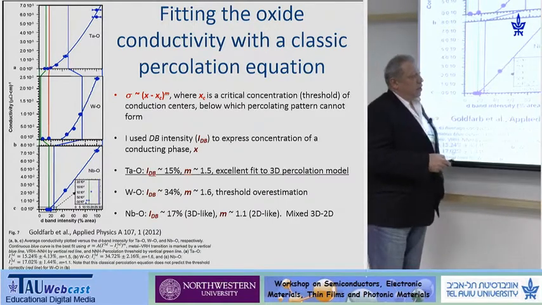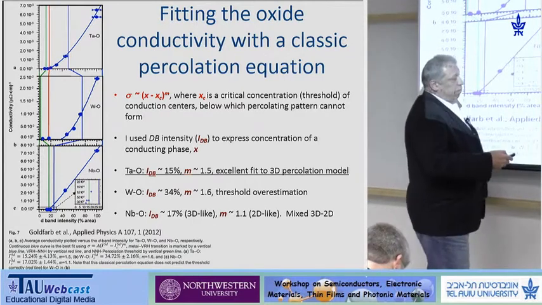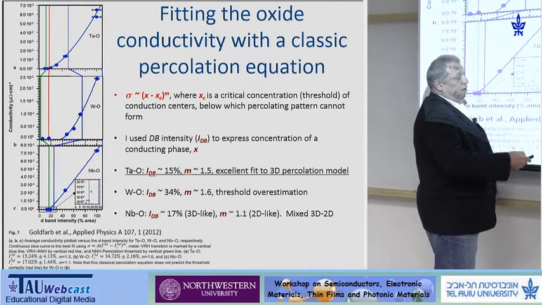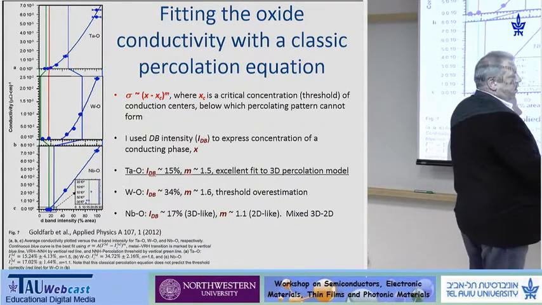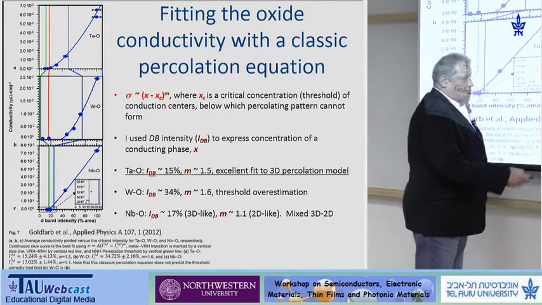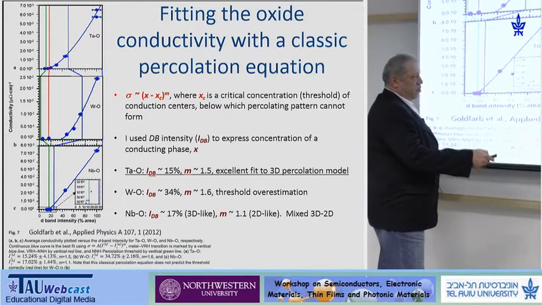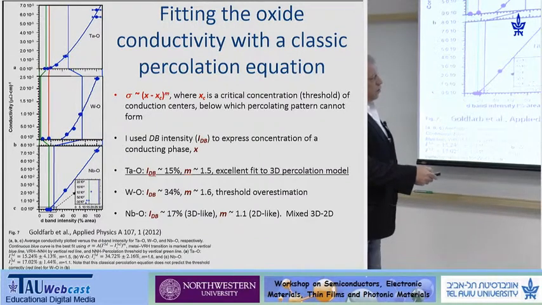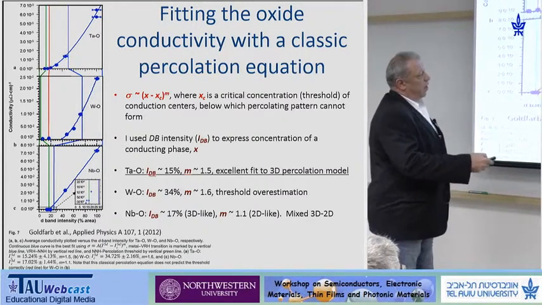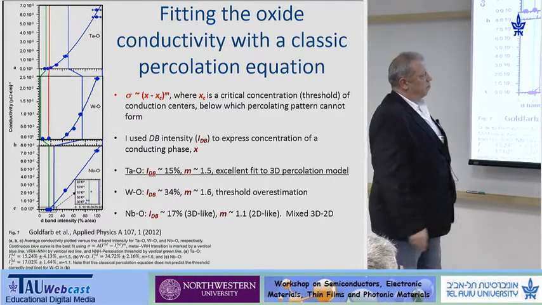We can see that in the case of niobium oxide, on the one hand it's like two-dimensional percolation, on the other hand it's like three-dimensional. 3D and 2D like. So this is a kind of mixed conduction. This is 2D, this is mixed 2D and 3D, and here it's a complete overestimation.